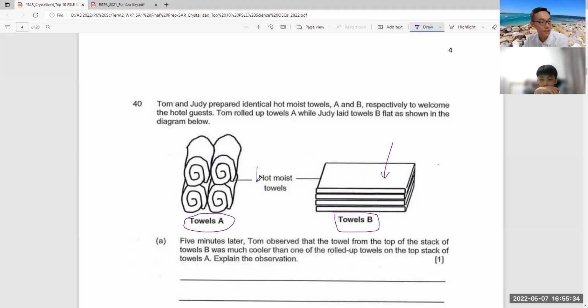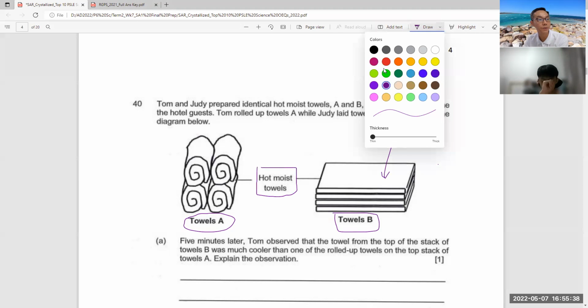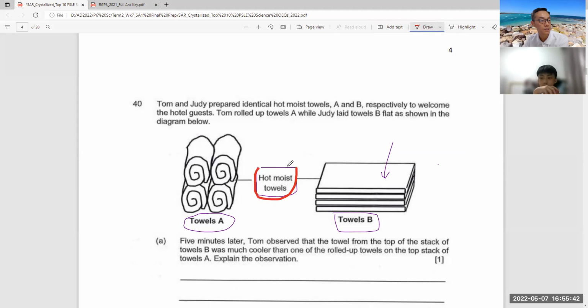Okay, because initially this is hot. You take note of this, it's a hot, moist tower. It's to welcome the hotel guests that come to the room. So they say it's hot. So that means this one will lose heat to the surrounding air, which is air conditioned because it's in a hotel. But this one has more surface area compared to the roll up.